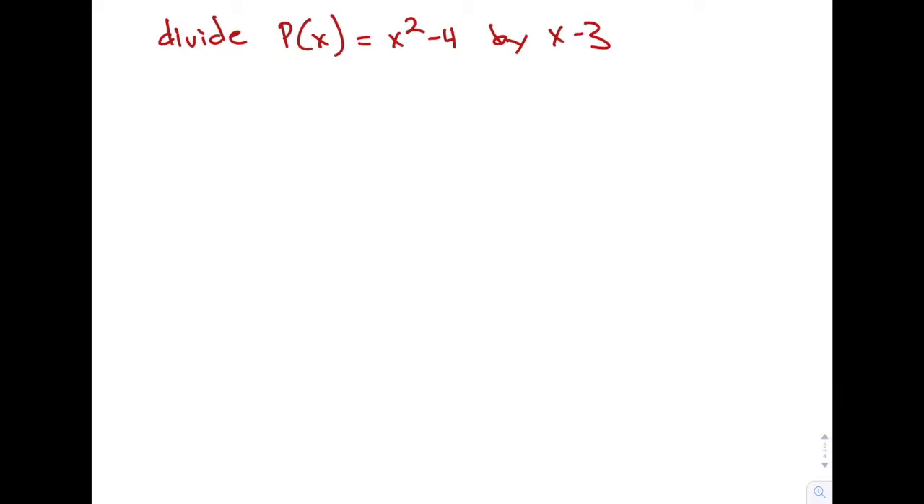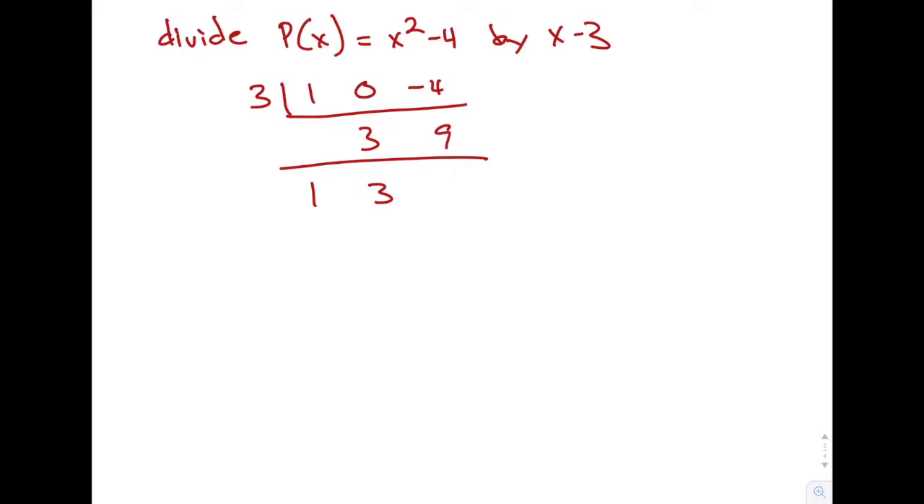So let's divide the polynomial x squared minus 4 by x minus 3. And I want to put our attention on what's going on with the remainder when we do this. So we know how to do this. We'll set up 3, and then we need 1. We need a placeholder 0 for our x term, and then we need a negative 4. So we drop the 1 down. 3 times 1 is 3. 0 plus 3 is 3. 3 times 3 is 9. And then negative 4 plus 9 is 5.